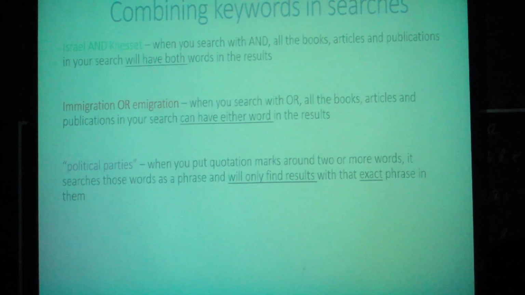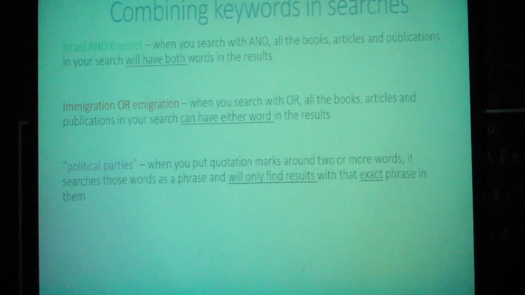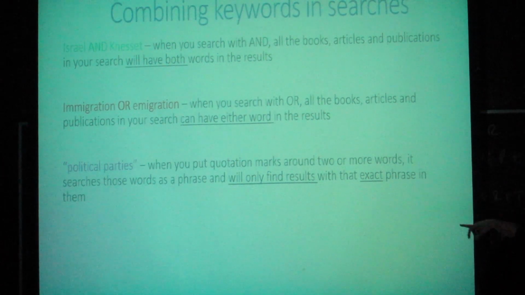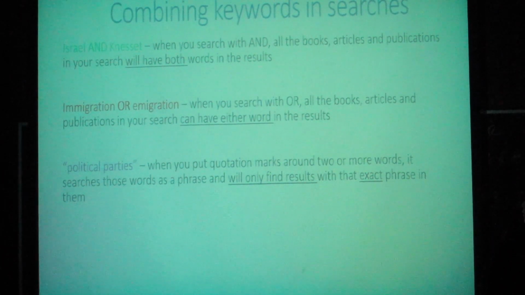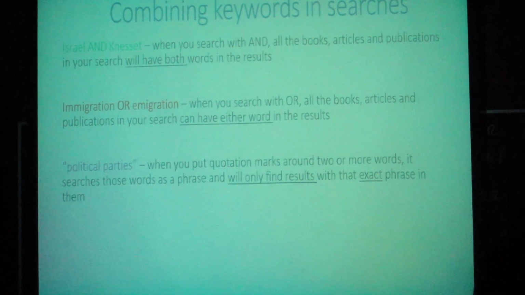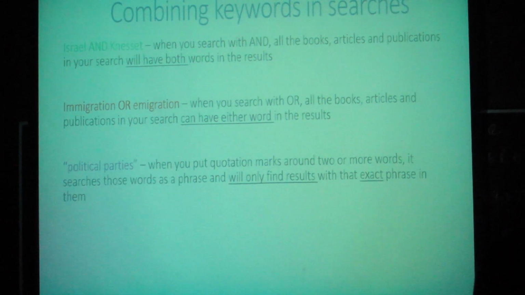If you want the words together, you put them in quotation marks, like I was showing you with the titles. This is a phrase search, so it will only find results with that particular phrase. It can be a bunch of words, it can be a title as I was showing you, or it just needs to be 2 or more words. So in this case, political parties. This limits the amount of stuff you're going to find, because it's only finding the term political parties, those 2 words together.